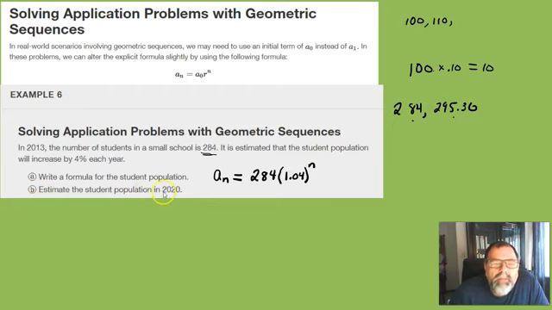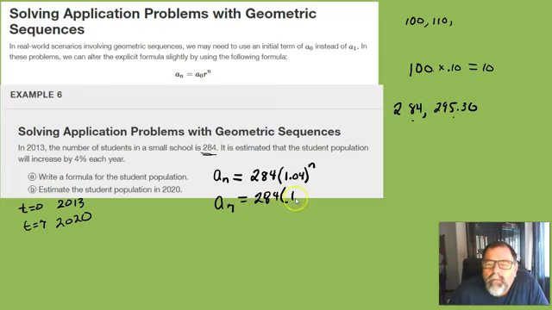Estimate the population in 2020. If 0 is 2013, I want 2020. So t equals, and you subtract those, so that would be 7. So a sub 7 would be 284 times 1.04 to the 7. And we punch that in our calculator.